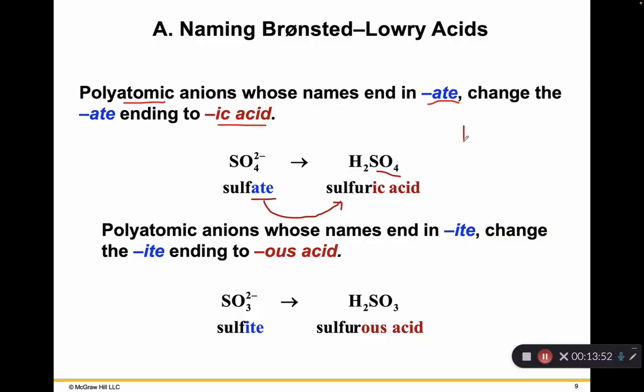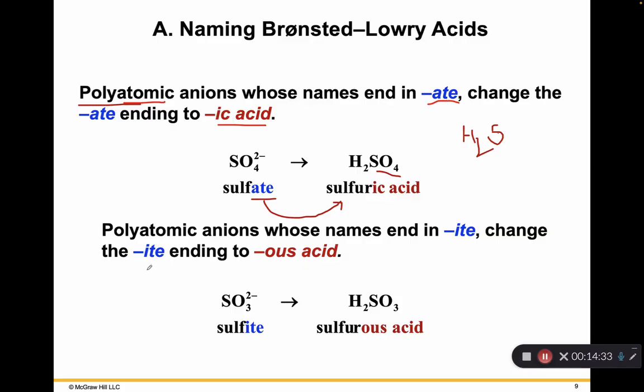If I have something like H2S, S is sulfide, so this one becomes hydrosulfuric acid. H2SO4 has sulfate as an anion, so now it becomes sulfuric acid. I do not add hydro in front of that. Please remember that, because sometimes students get confused with that. Whenever I have a polyatomic anion that ends with "ate," I do not write hydro.